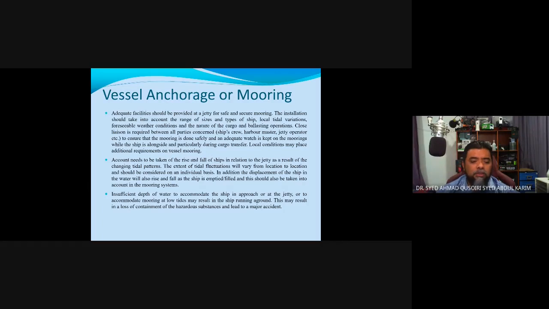Insufficient depth of water to accommodate the ship in approach at the jetty or to accommodate mooring tide may result in the ship running aground. So if this is not taken into consideration, especially when the tide is going low, the ship is definitely going to be stuck at the jetty. This can lead to a major accident.